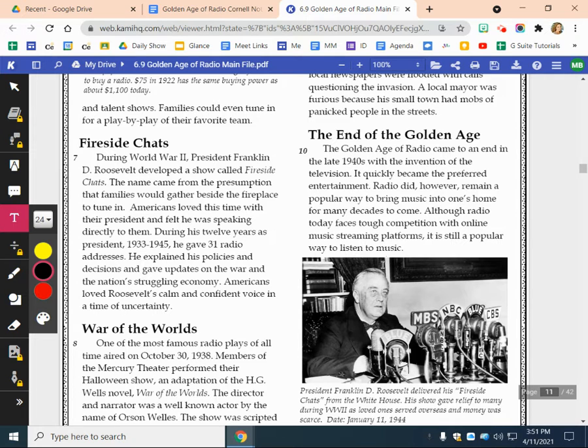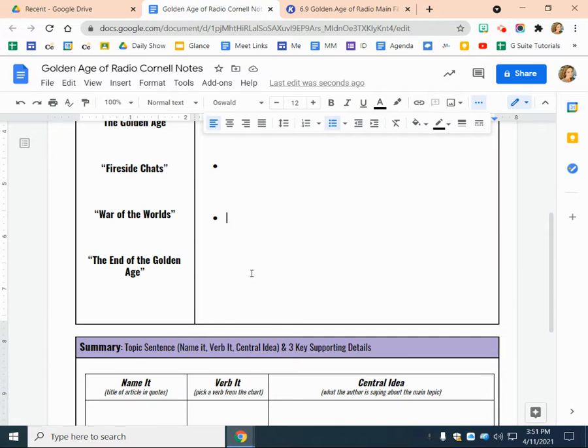Okay, so we need to come up with one to two facts for this section. You might want to talk about when the Golden Age happened and why it happened. When and why. I want you to focus on that and add those two bullets into your notes for the Golden Age of radio.